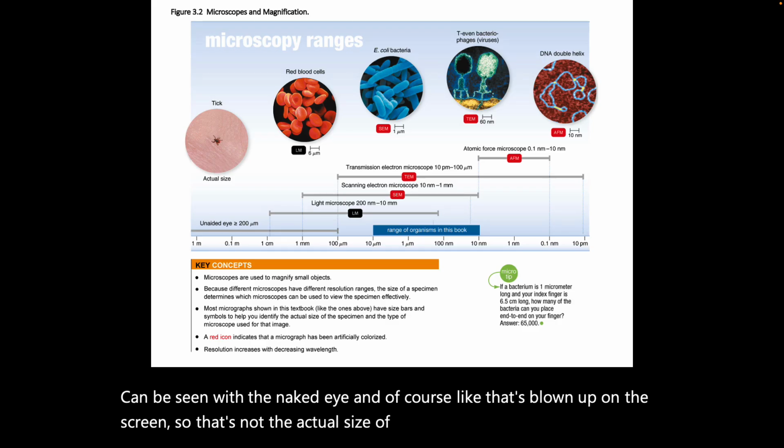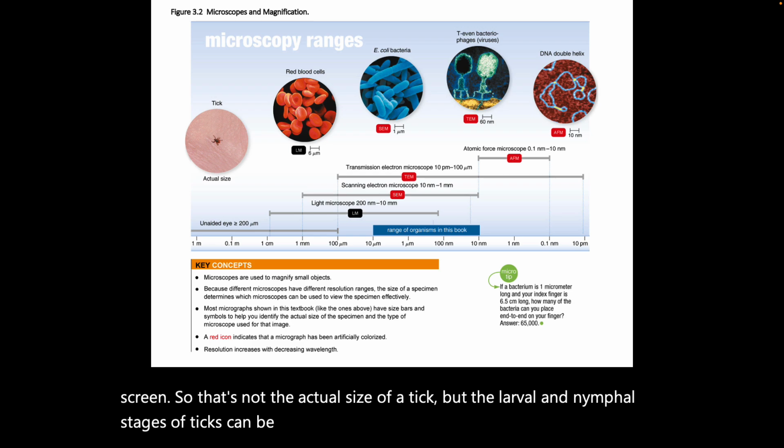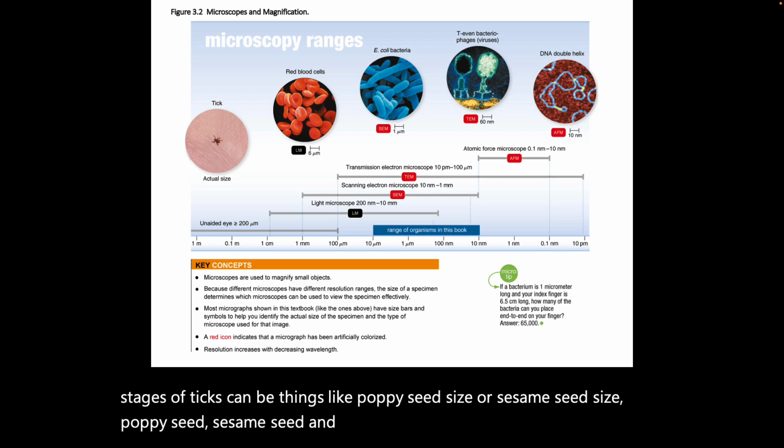But the larval and nymphal stages of ticks can be things like poppy seed size or sesame seed size. Poppy seed, sesame seed, and then just a little bit bigger. So that's about the size of a tick.